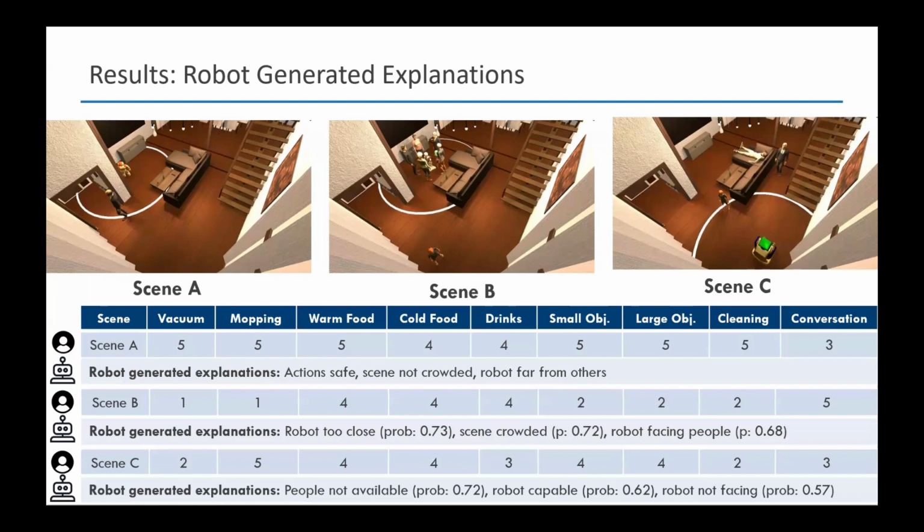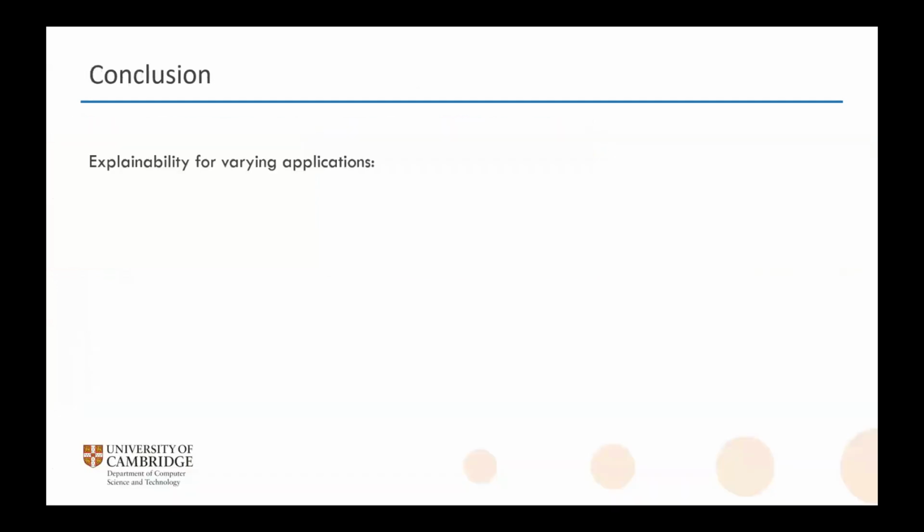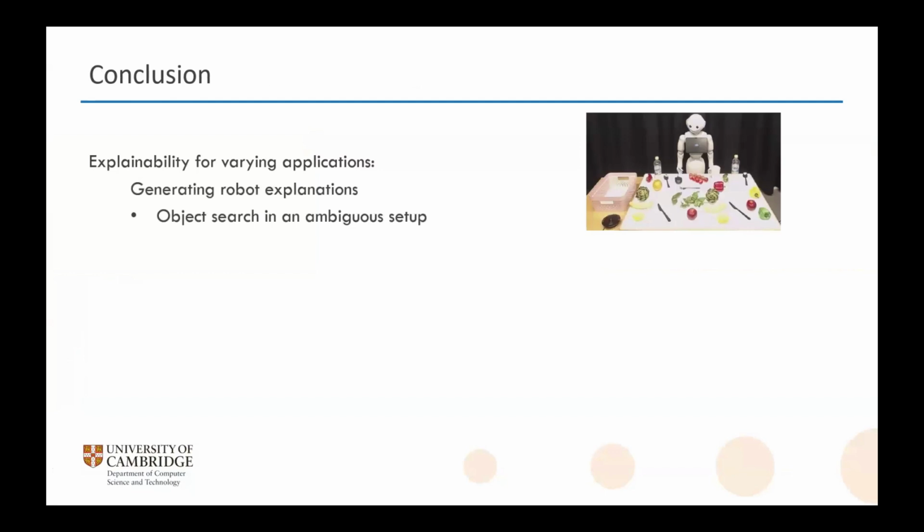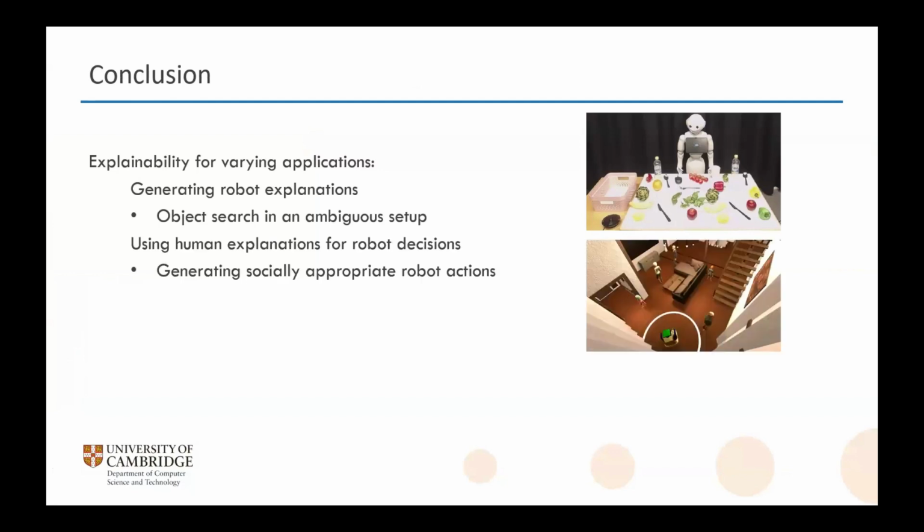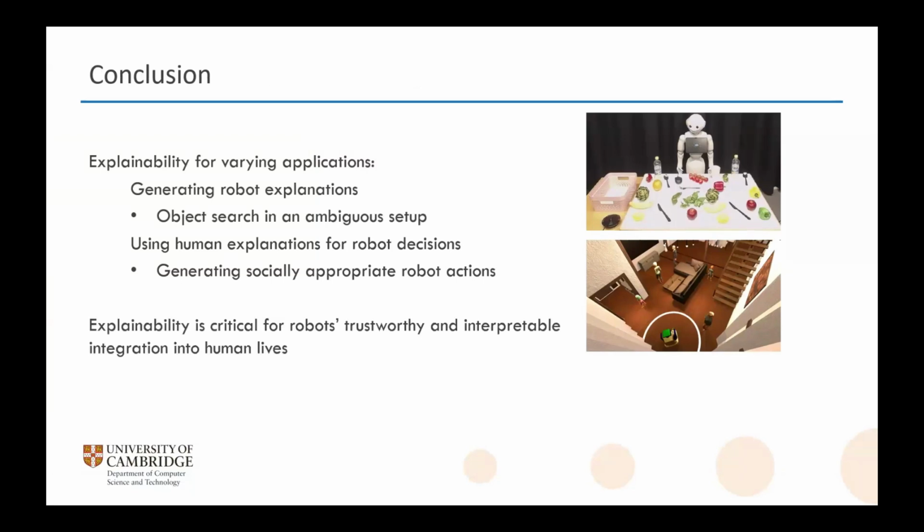It could predict. To conclude my presentation, I talked about 2 applications of explainability for human-robot interaction. The first one was in an object search scenario to resolve ambiguities. And the second one was how to use human explanations in order to generate socially appropriate robot actions. And I would like to conclude my presentation by saying that explainability is critical in order to ensure the trustworthy and interpretable integration of robots into human lives.